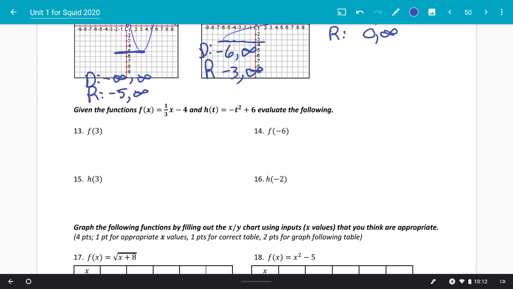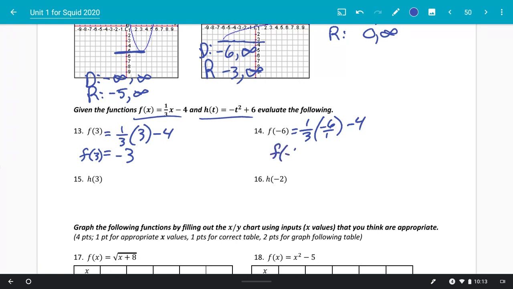Number 13 and 14, I got to use f of x and h of t to evaluate the functions. So basically, I'm just plugging them in. So number 13 would be 1/3 times 3 minus 4, which is 1/3 times 3 is 1. 1 minus 4 is a -3. F of -6 would be 1/3 times -6 minus 4. So f of -6 would be a -2 minus 4, which is a -6.